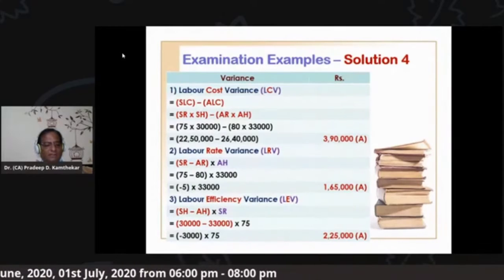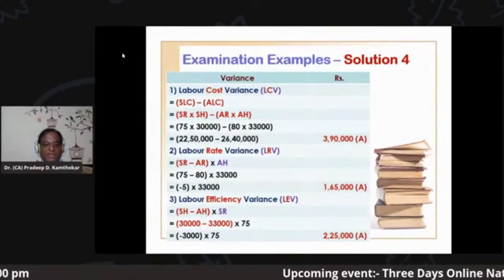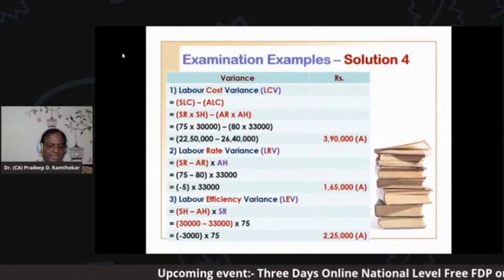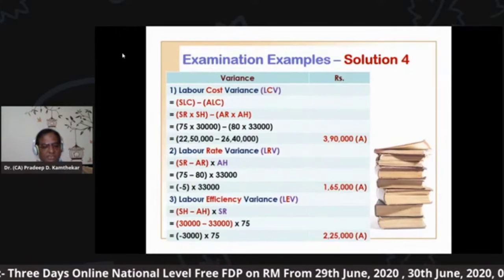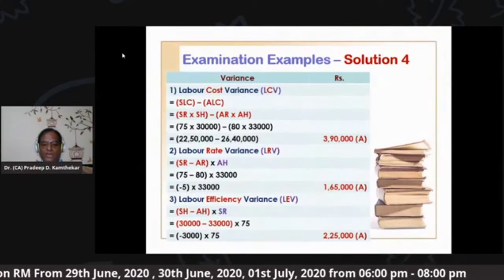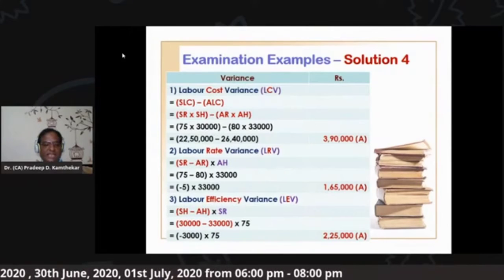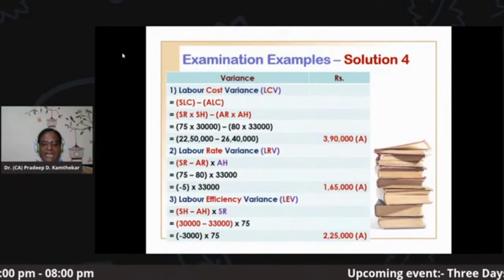Then we have labor rate variance. In that we compare standard rate and actual rate, and then we multiply with actual hours. So standard rate 75 minus actual rate 80, multiplied by 33,000 actual hours. So here we have a negative variance of rupees 1,65,000. So we say labor rate variance here is 1,65,000 adverse.